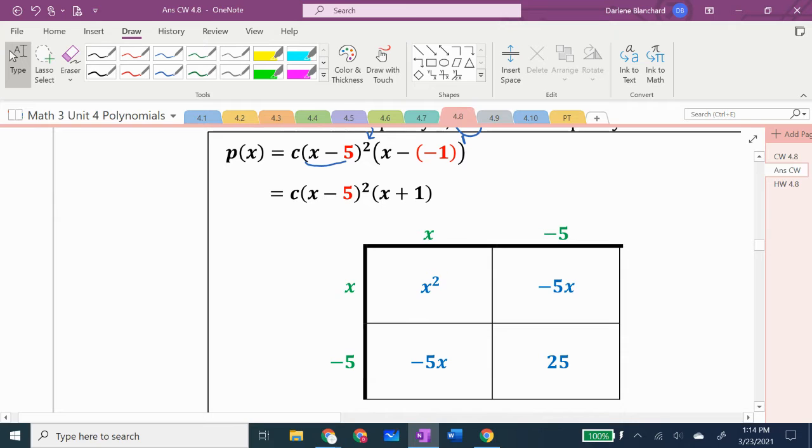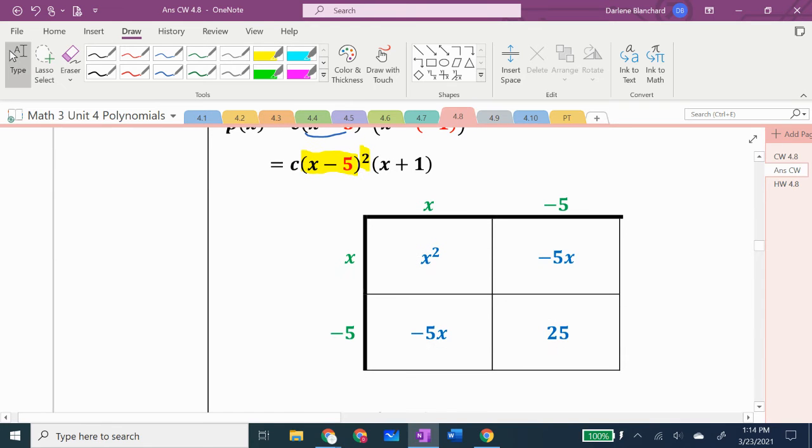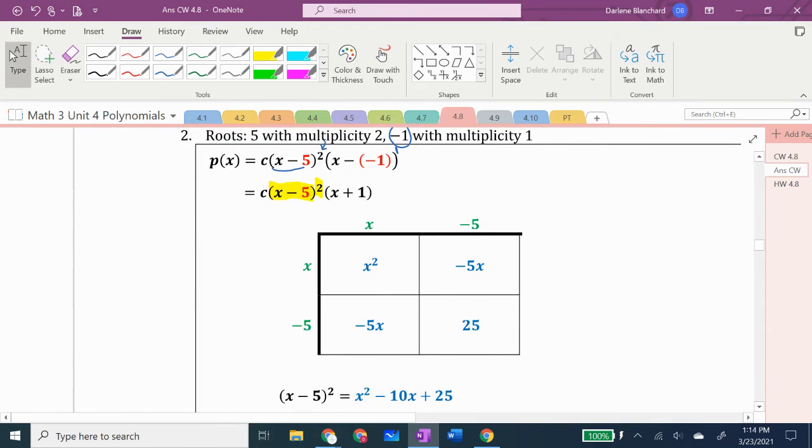Now, I would recommend, as you're multiplying, to start with the squared factor. Multiply x minus 5 times x minus 5, because there's a nice pretty pattern to it that makes it easier to work with. We will end up getting x squared minus 10x plus 25. I still need to take that result and multiply it by x plus 1.